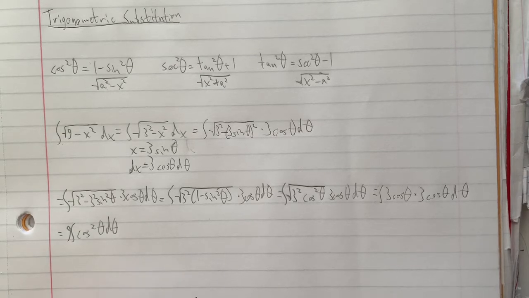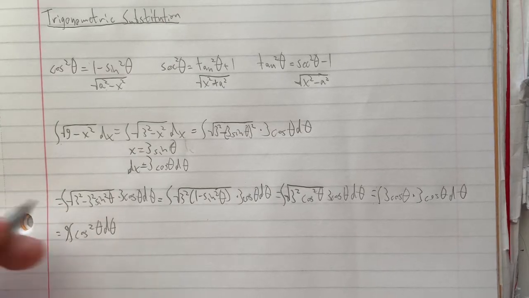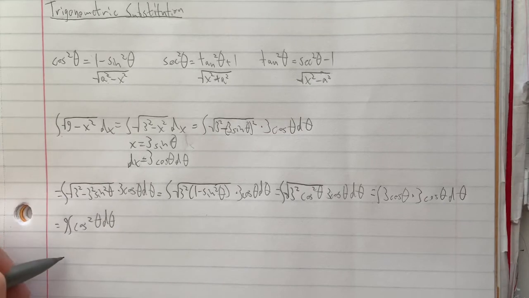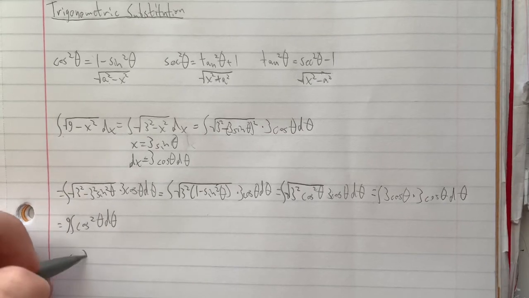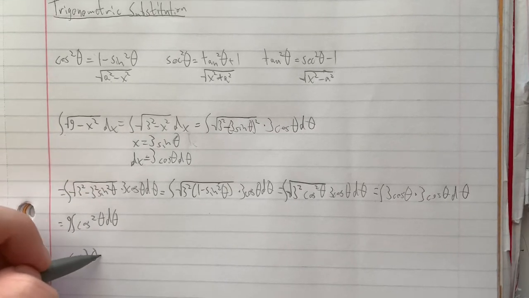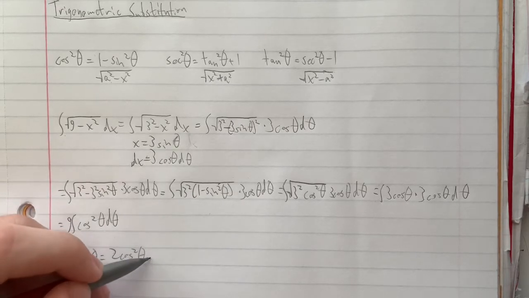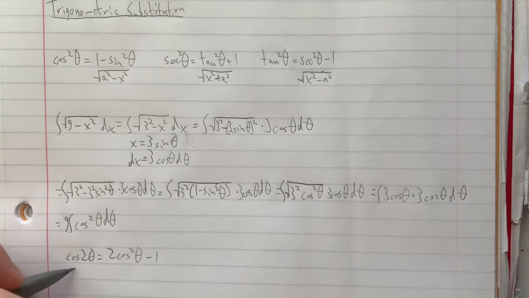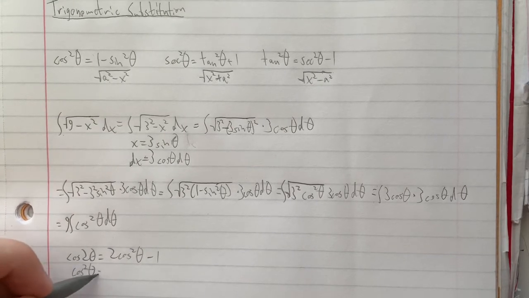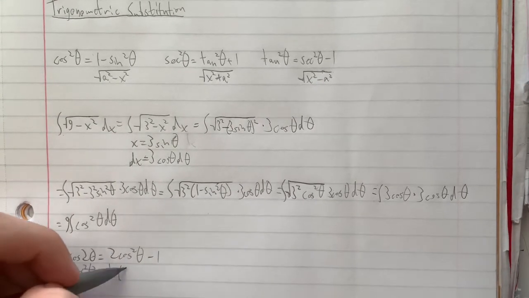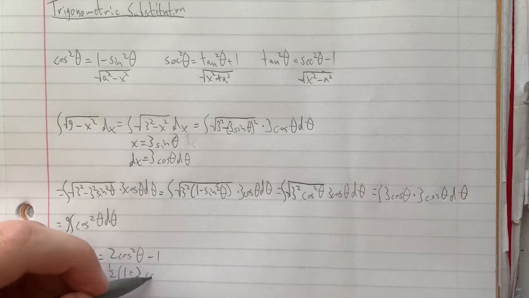If you remember solving trigonometric integrals, an identity we can use to solve this is that cosine of 2 theta equals 2 cosine squared of theta minus 1. So simplifying that, we get cosine squared of theta equals 1/2 times 1 plus 2 cosine.